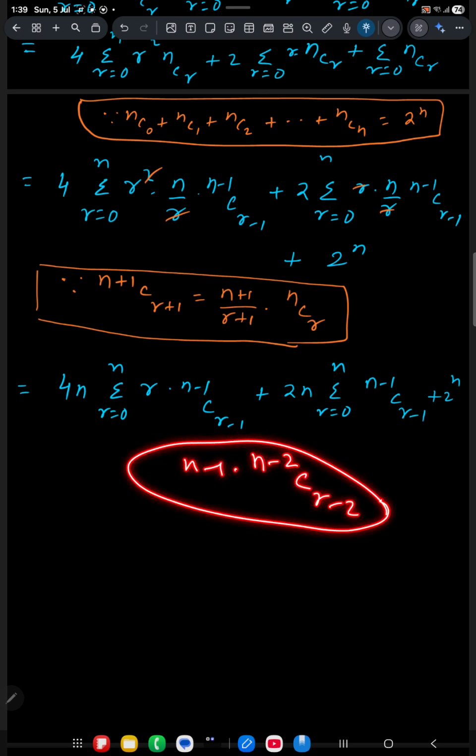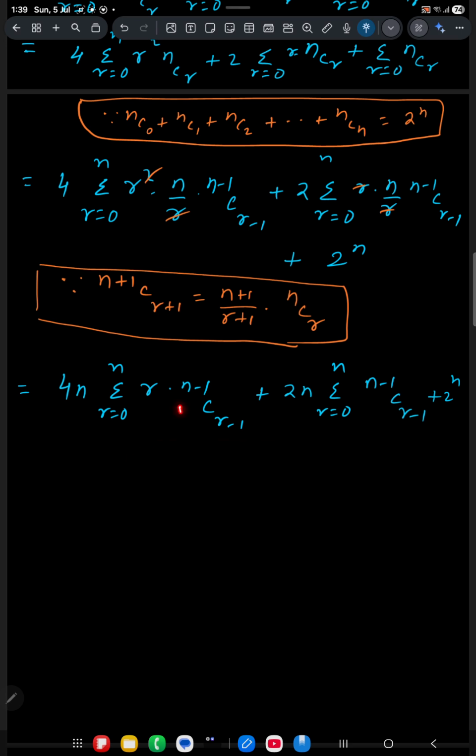Okay, it will be converted when it is multiplied with r minus 1 together. So this we will do. So let us see: 4n into summation r equal to 0 to n of (r minus 1 plus 1)(n minus 1)C(r minus 1), plus 2n.